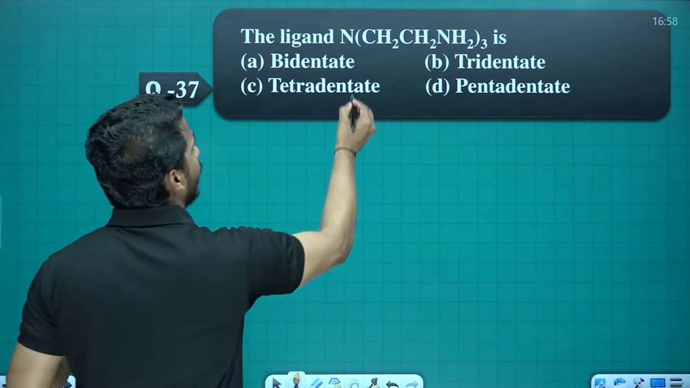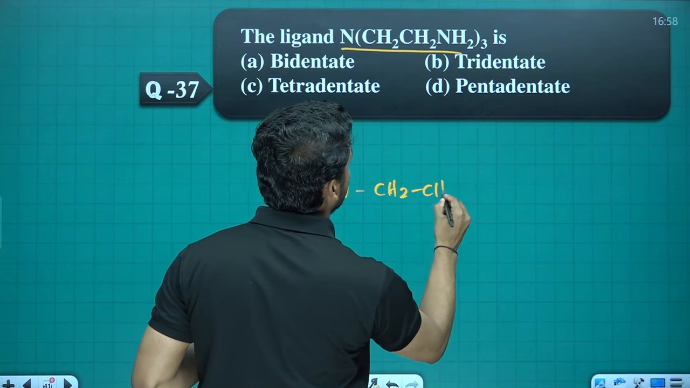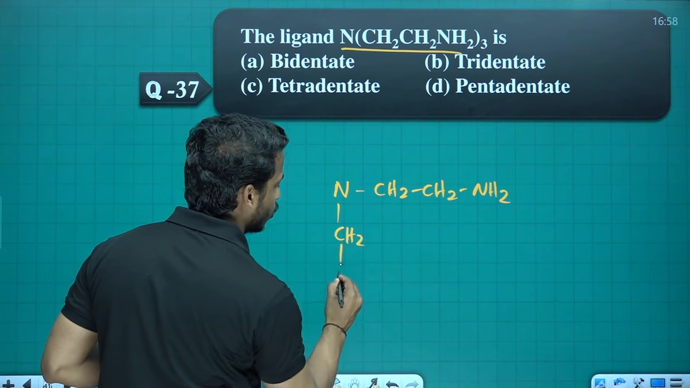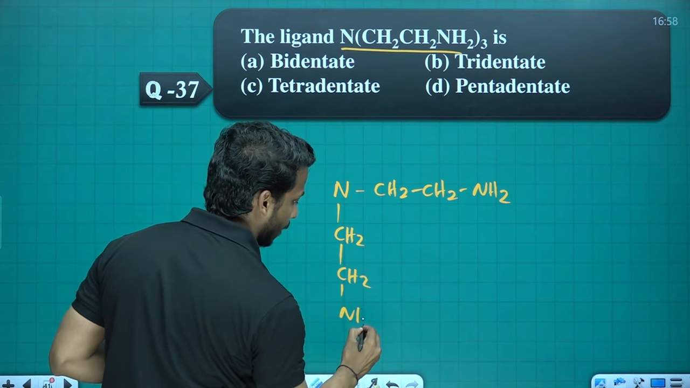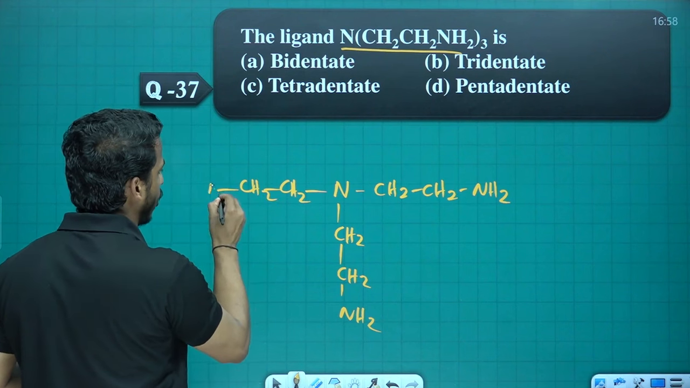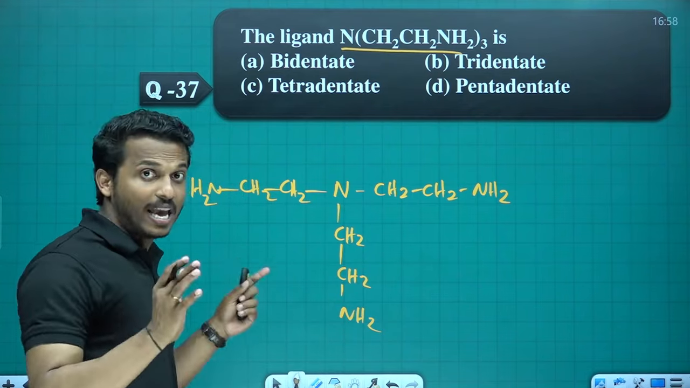A ligand is given here. Let me just expand it. This is N, CH2, CH2, NH2. How many are there? Three are there, right? CH2, CH2, NH2. And we have one more, CH2, CH2, NH2. All right. These are the three arms given here. This is the ligand given.